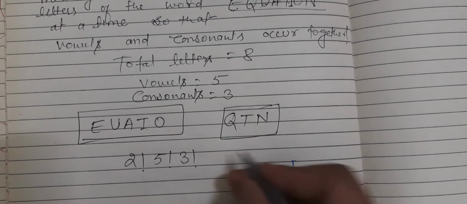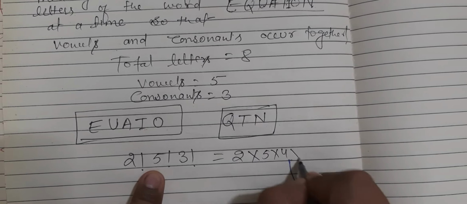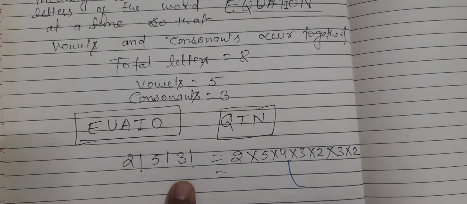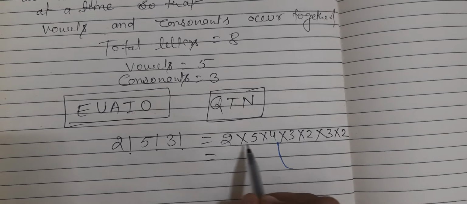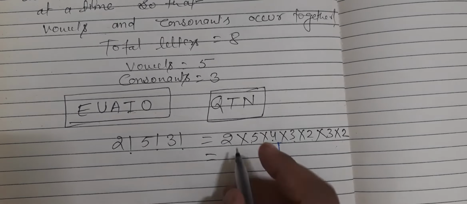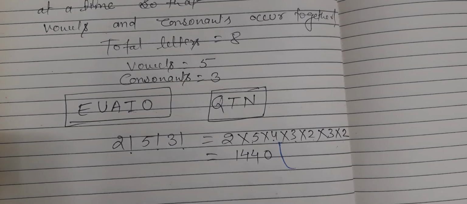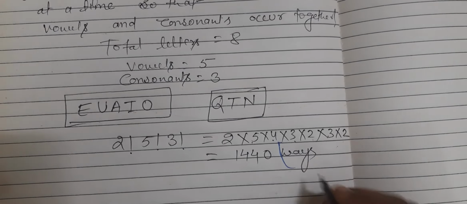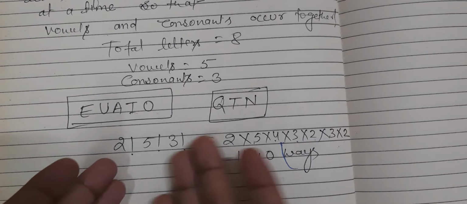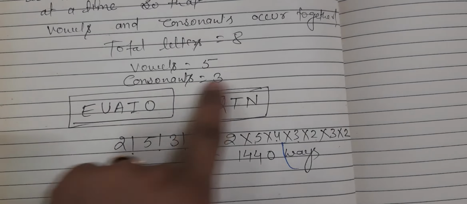So these are the required number of words or total permutations. The total words: 2 factorial means 2 multiplied by 1, 5 factorial is 5, 4, 3, 2, and 3 factorial is 3 multiplied by 2. Now we will multiply. 1,440. So these are the total number of words with or without meaning, 8-letter words, where all the vowels and consonants occur together. Okay, with this condition.